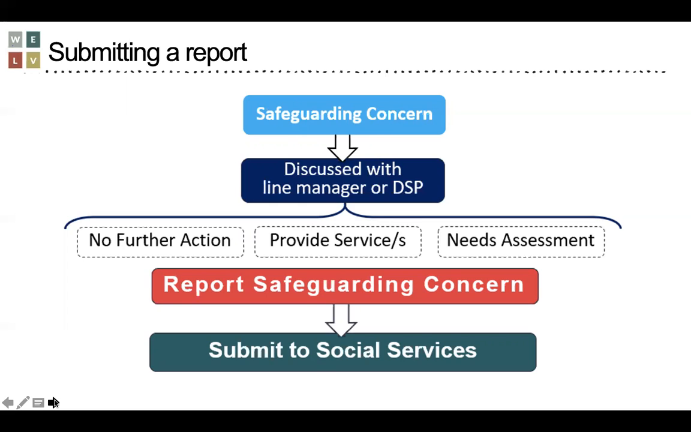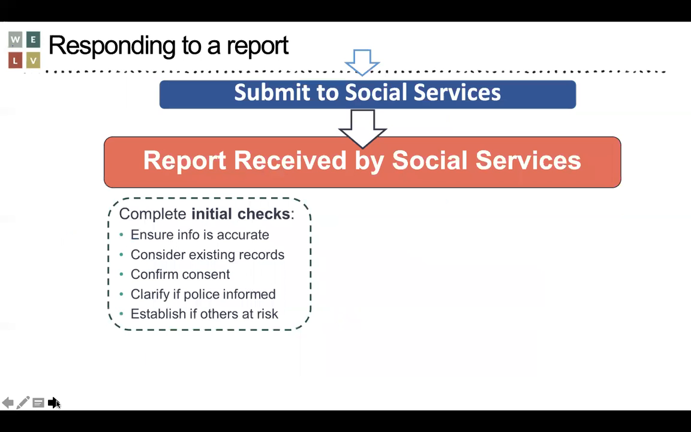So Section 3 now is in response to the report of a safeguarding concern being submitted to social services. When the report is received by social services, a reminder of what we covered in Section 2, that report will be acknowledged within 7 working days of receipt of the report. When social services receive that report, they will complete initial checks that are set out within the procedures.